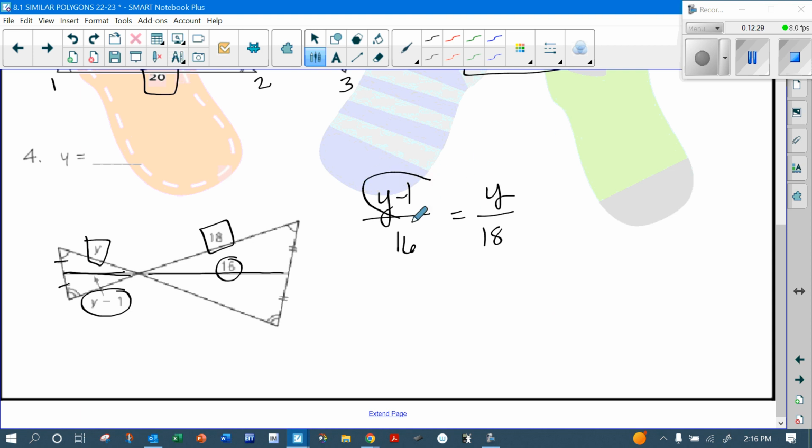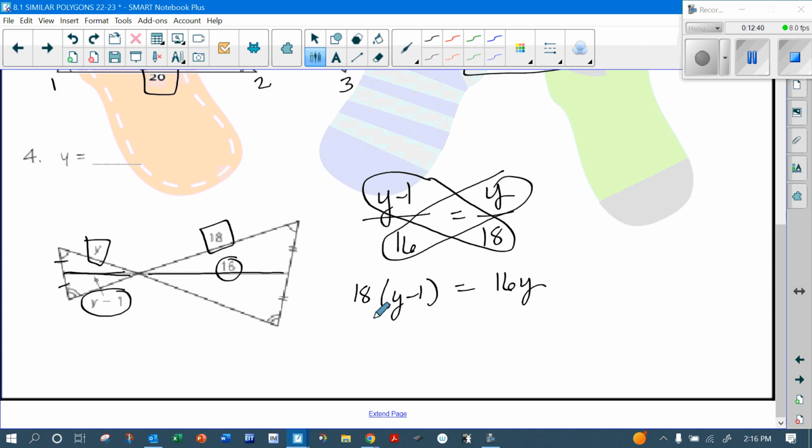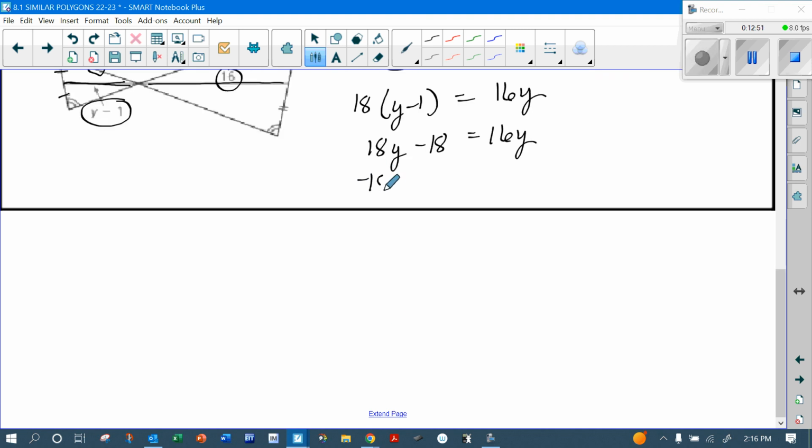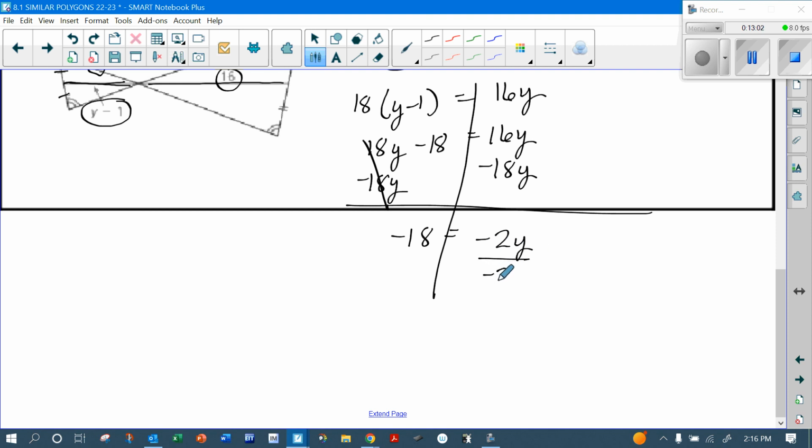So if we cross multiply this way, we get 18 times y minus 1. And then cross multiply this way, we get 16 times y, which is 16y. So now let's distribute. We get 18y minus 18 equals 16y. I'm going to subtract 18y from both sides because I've got them on both sides, so it cancels. So I've got negative 18 equals negative 2y. Divide by negative 2. Y is 9.